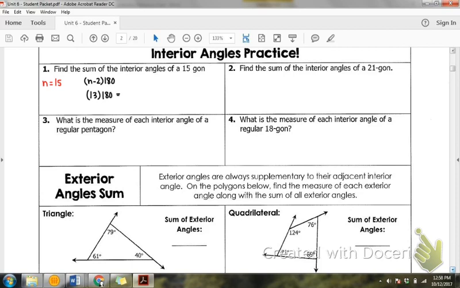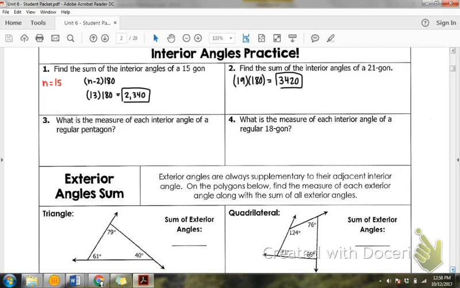13 times 180. Sebastian? I got 2,340. Anybody agree with that? All right. So that means in a 15-gon, all the angles add up to be 2,340. Why don't you try number 2 on your own and then check with your neighbor? Go ahead and pause the video. Awesome. So in a 21-gon, there are 3,420 degrees.